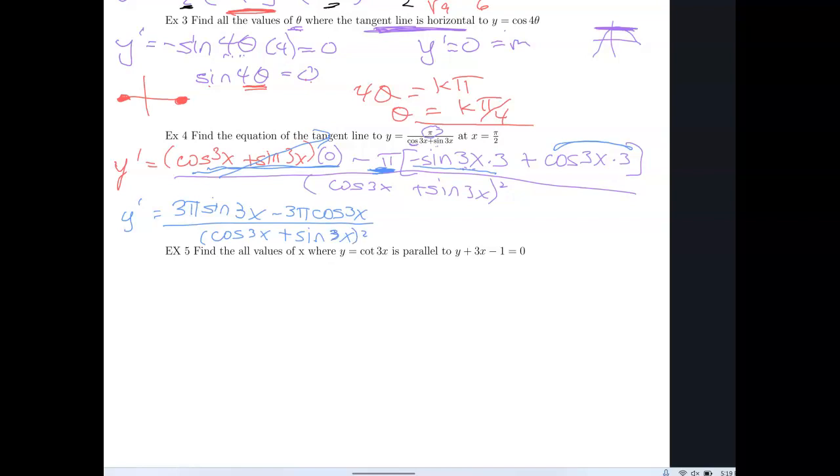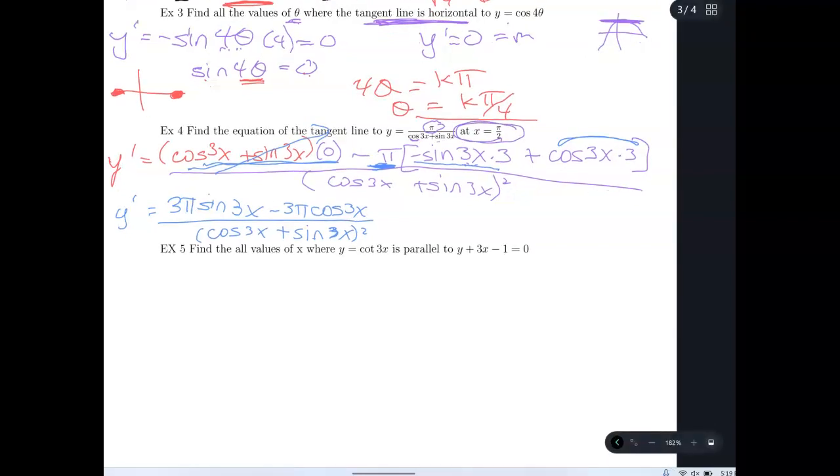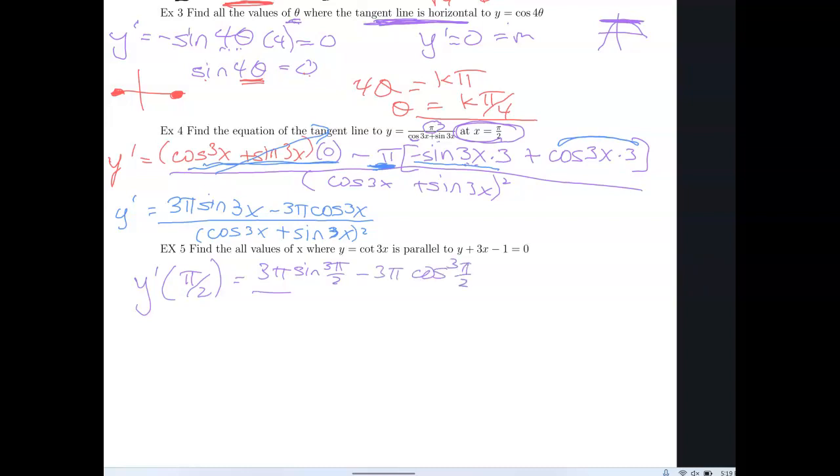Okay, now I'm ready to plug in the value they've given me, right? They're telling me plug in pi over 2. Okay, so let me bring it down here. So I want you to get in the habit of using the notation. Plugging in pi over 2 in for x, so I get 3 pi. So that's sine of 3 pi over 2 minus 3 pi cosine of 3 pi over 2, all over cosine of 3 pi over 2 plus sine of 3 pi over 2, all squared.